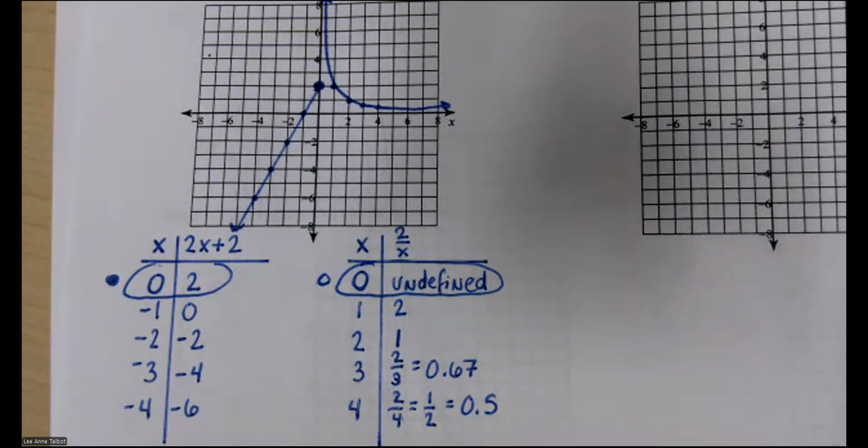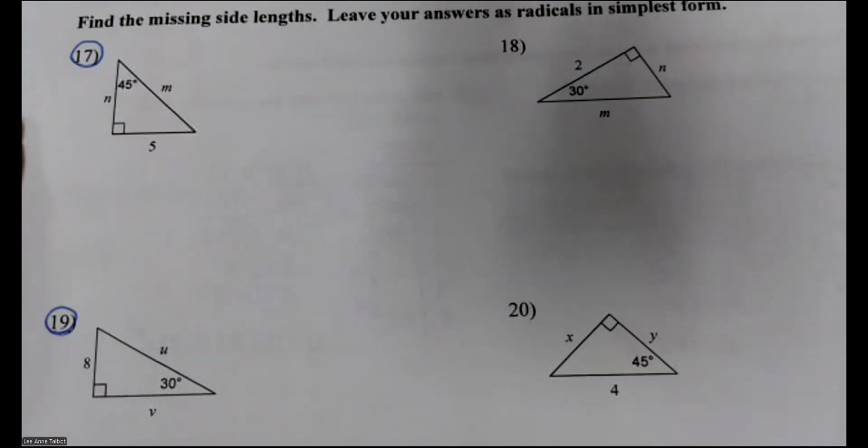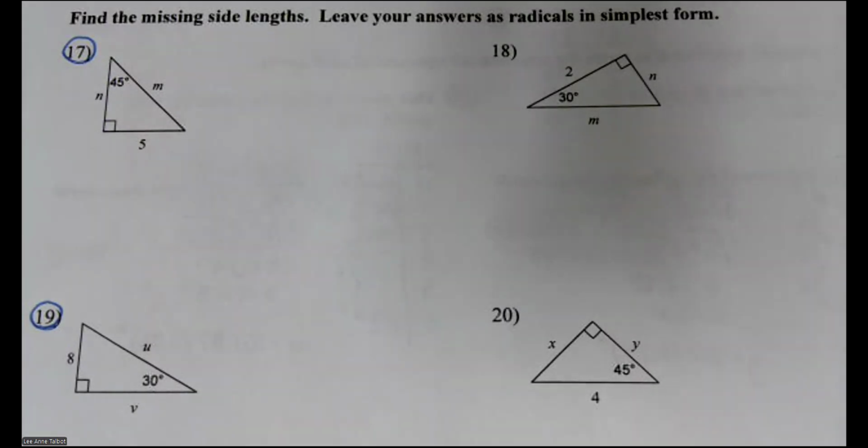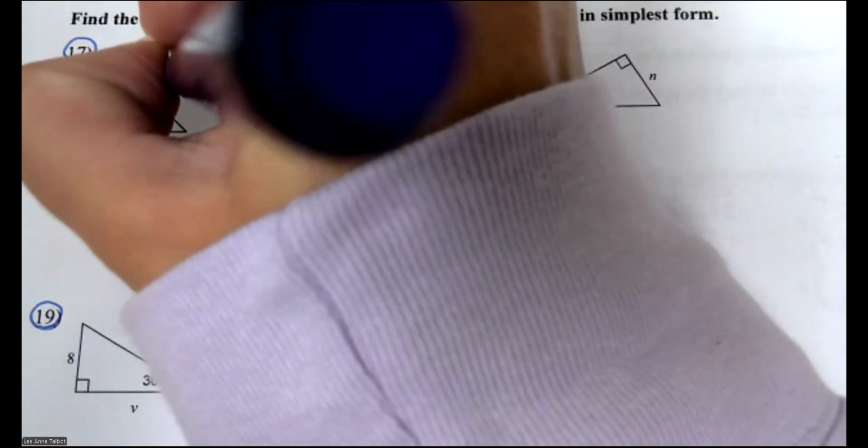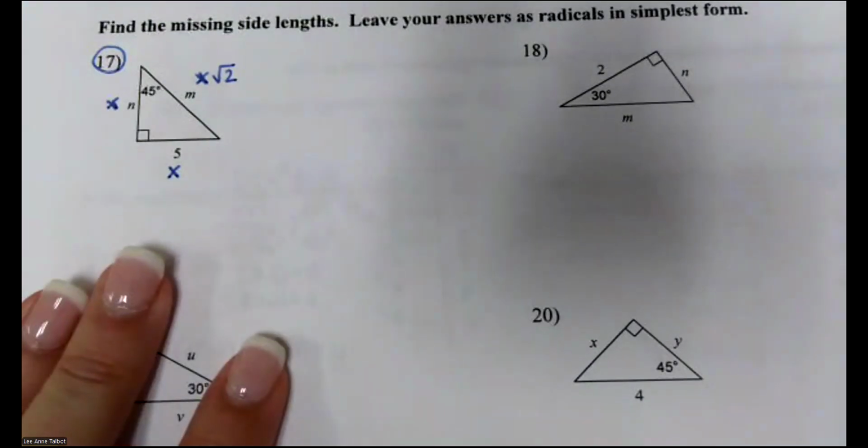Okay, now scroll yourselves down to 17 and 19. And these are special right triangles, 30, 60, 90 and 45, 45, 90. Does anybody know the formula for a 45, 45, 90? Beautiful. Couldn't have done it any better myself. X, root 2.